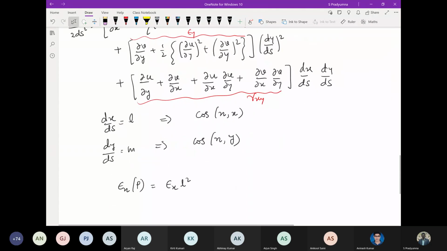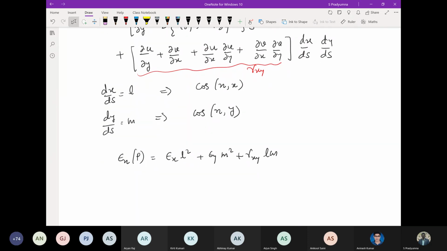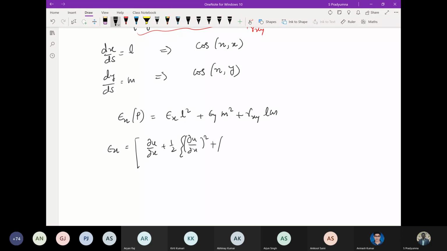Therefore, I can say epsilon x L square plus epsilon y m square plus gamma xy lm. Okay, that's what we are doing here. Now, if I consider epsilon x is equal to, just write this equation, dou u by dou x plus half dou u by dou x square plus dou v by dou x square, this equation.